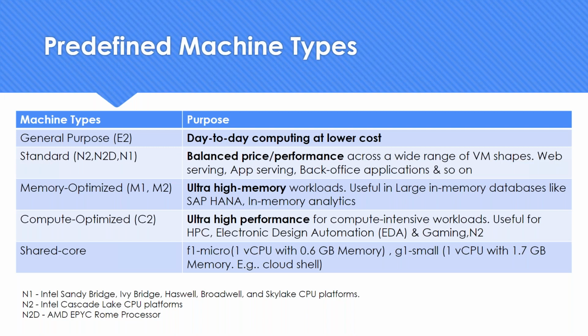So that's your predefined machine types. No big deal. Every cloud provider provides the same thing. Only in AWS and Azure, the naming is going to be different. That's it.